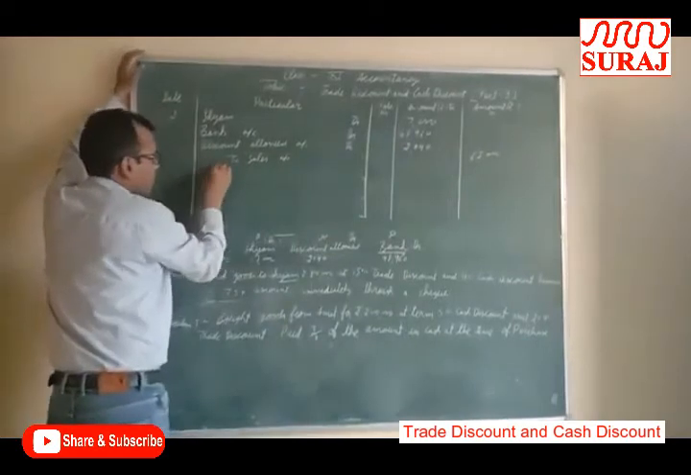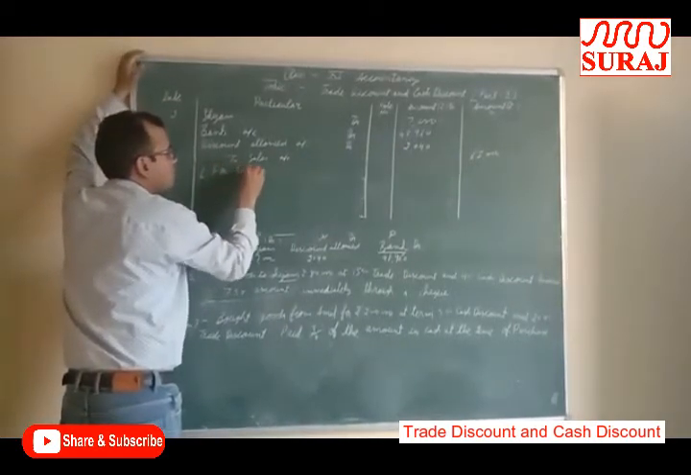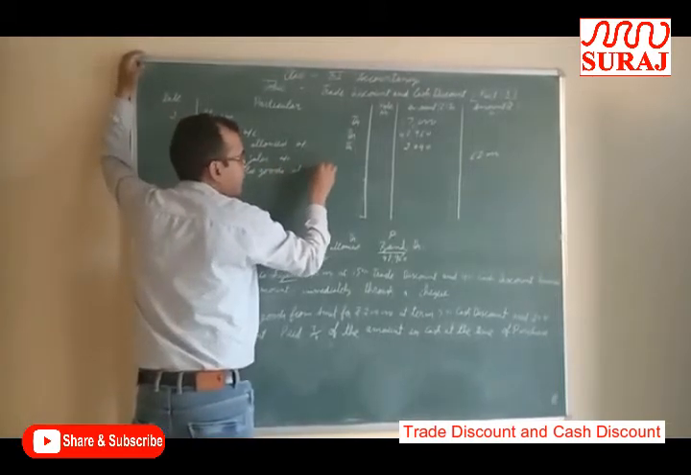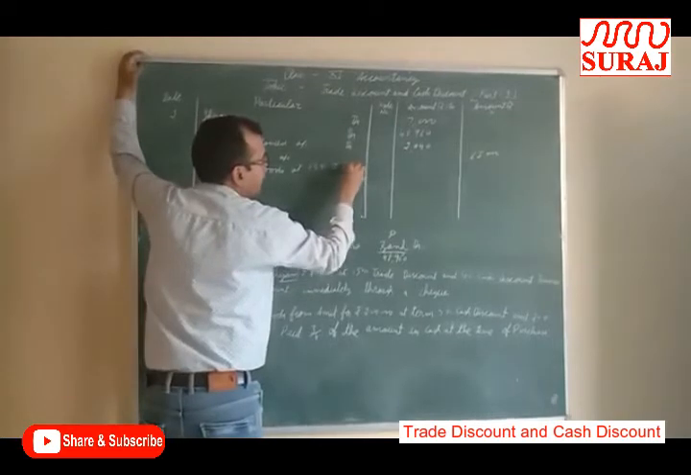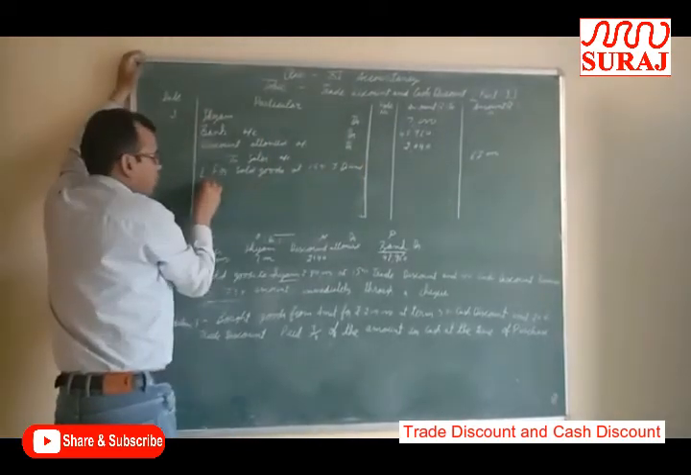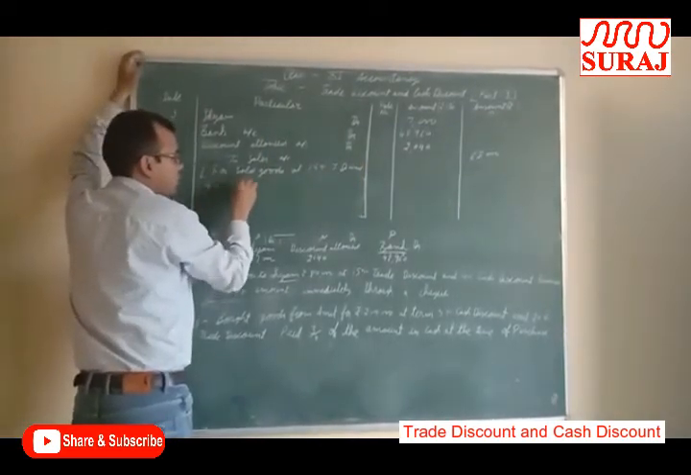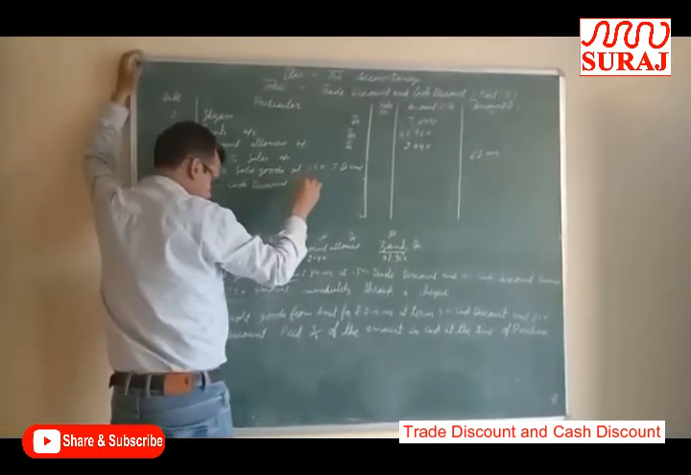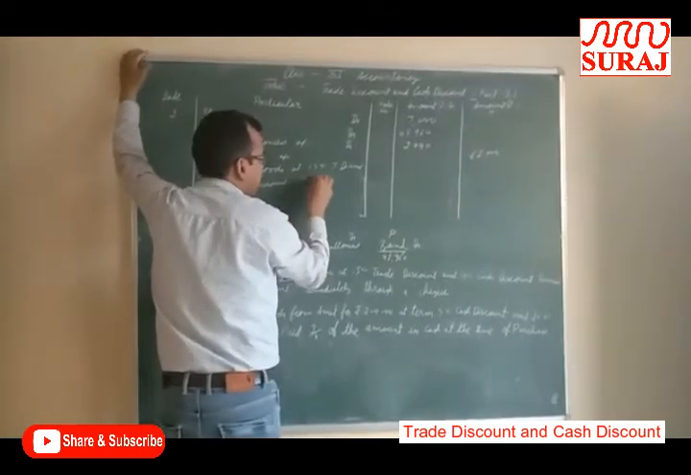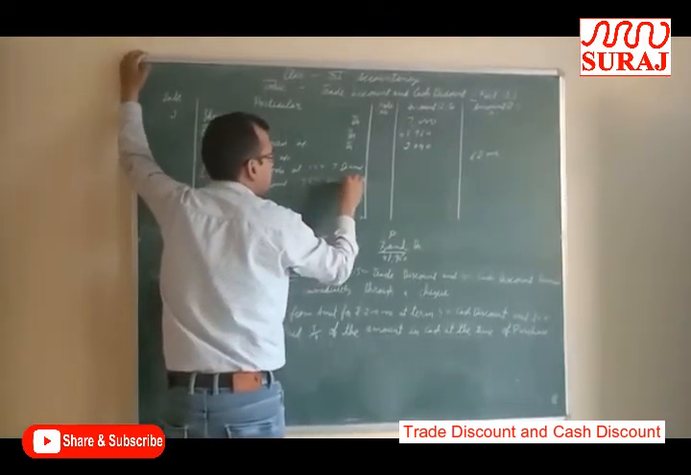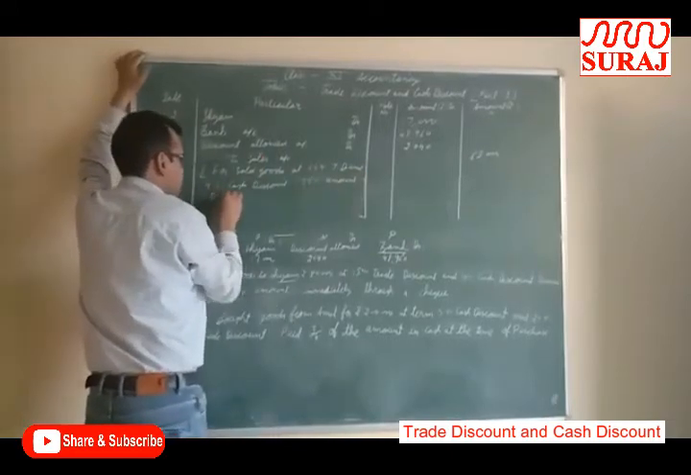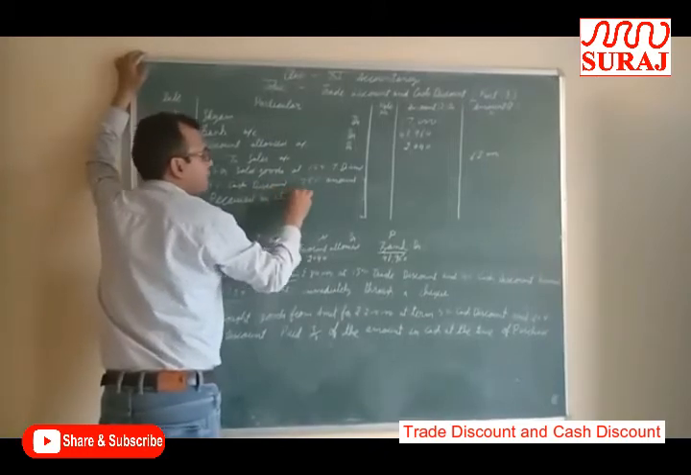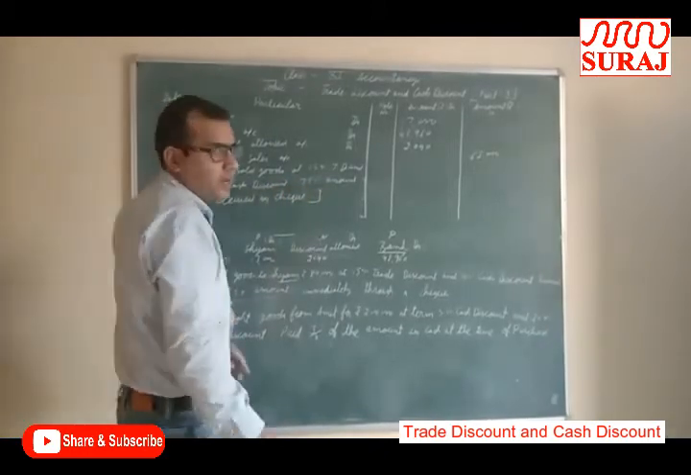For sold goods at 15% trade discount and 4% cash discount, 75% amount received by check. It is, dear friends, your second problem. I hope you understand it.